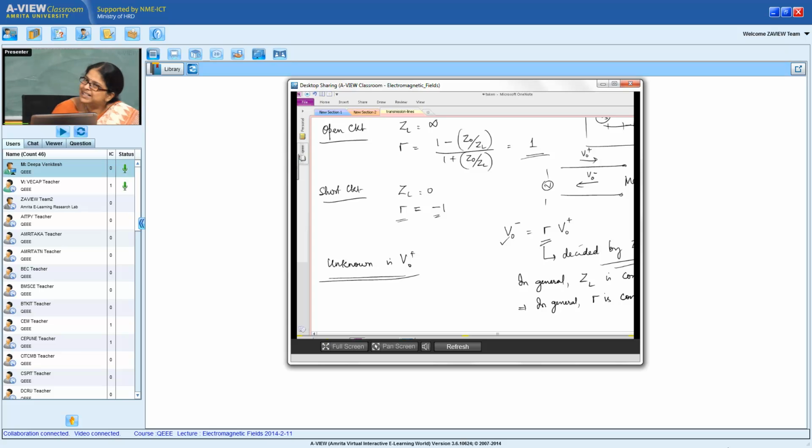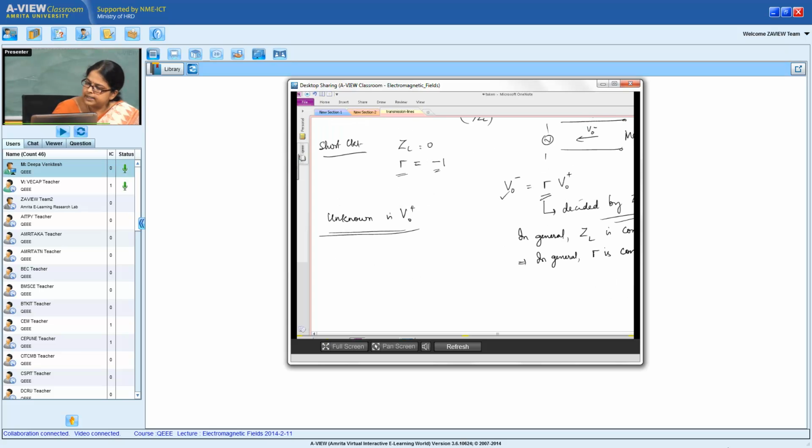What does it physically mean? It physically means the following. Think about it as, let's say, load end Z equal to 0. I am trying to see how my V0 plus, only V0 plus is propagating.